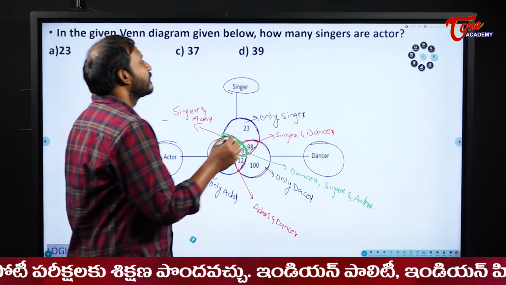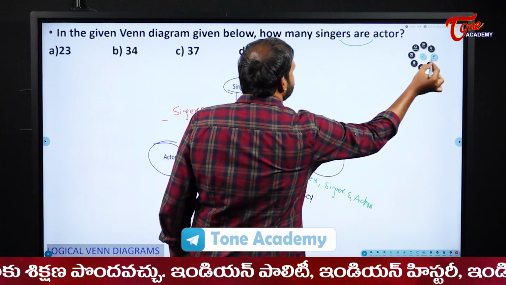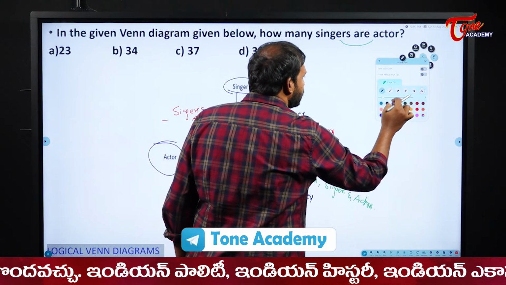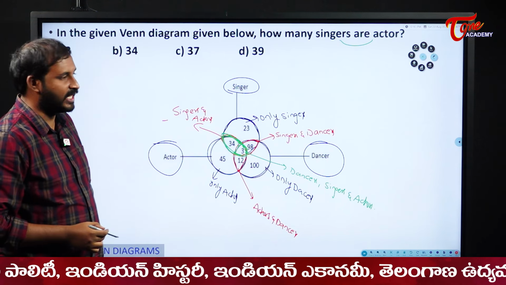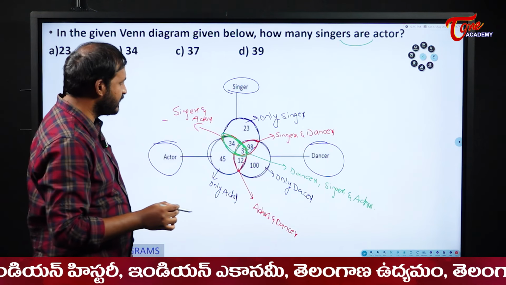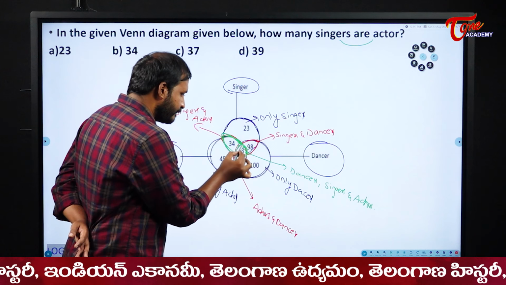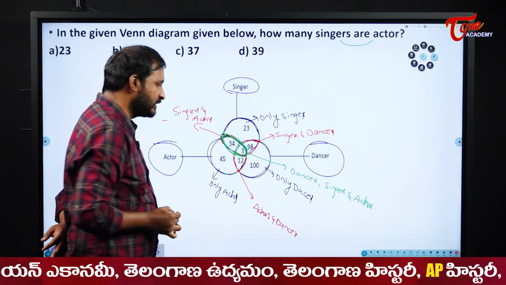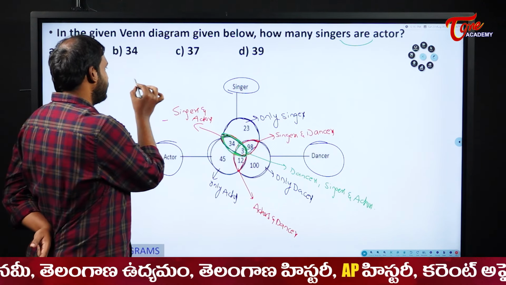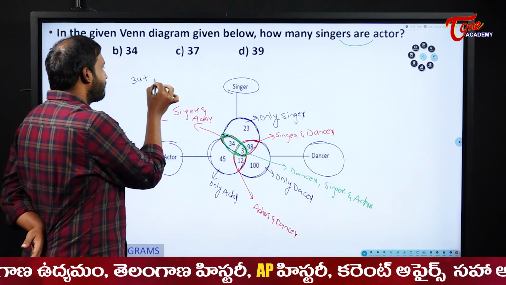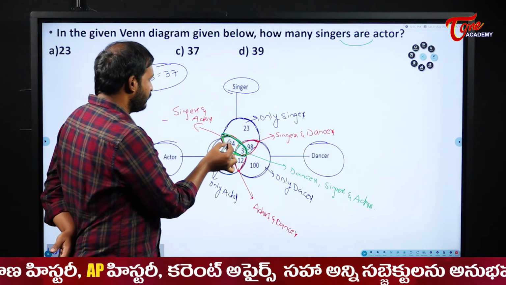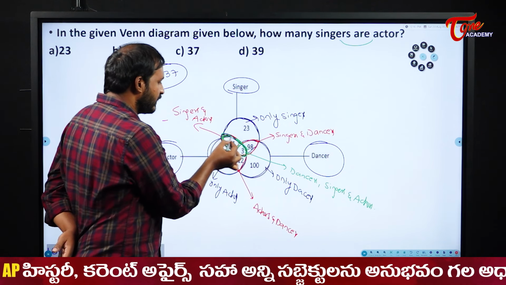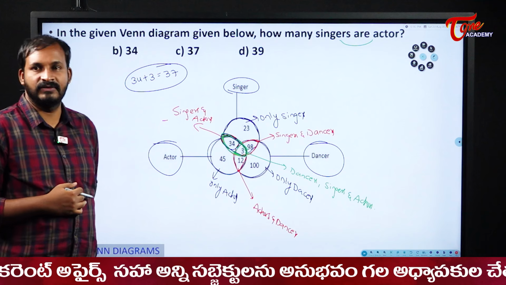Now they are asking only about the actors, students, so we will not bother about the dancers. You will have one doubt: sir, singers and actors, so this complete portion, 34 plus 3, 37, or should I take only 34? Singers and actors only 34. Which one should I take?